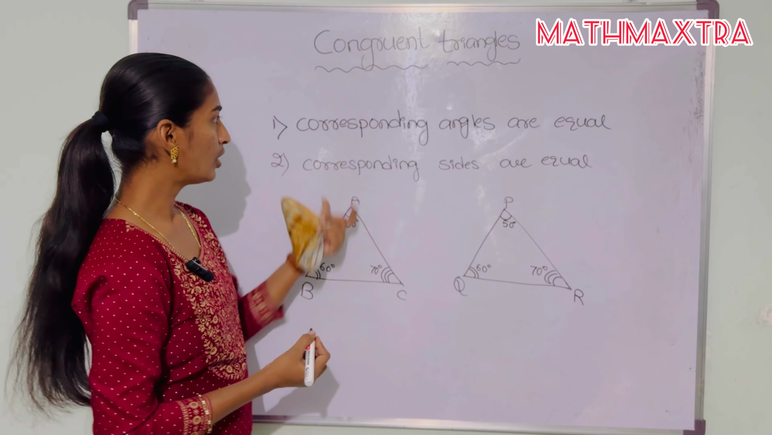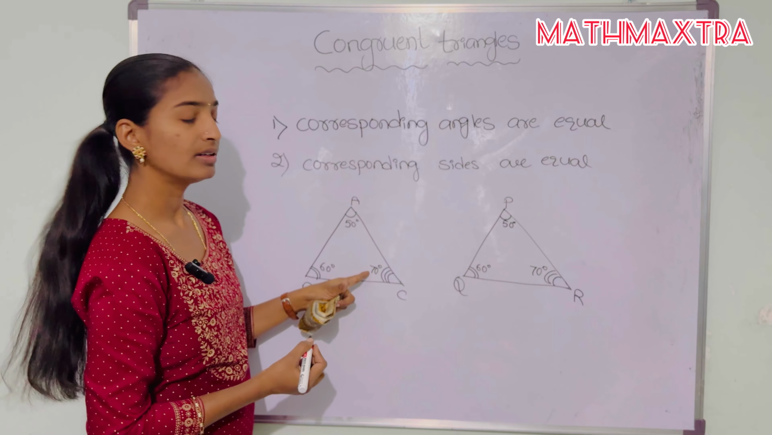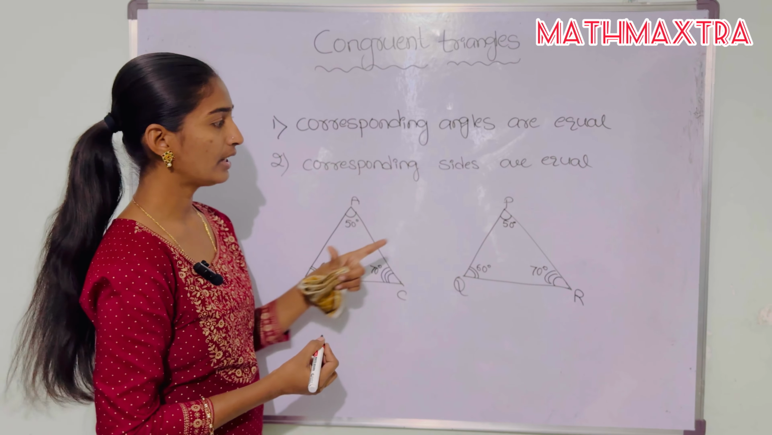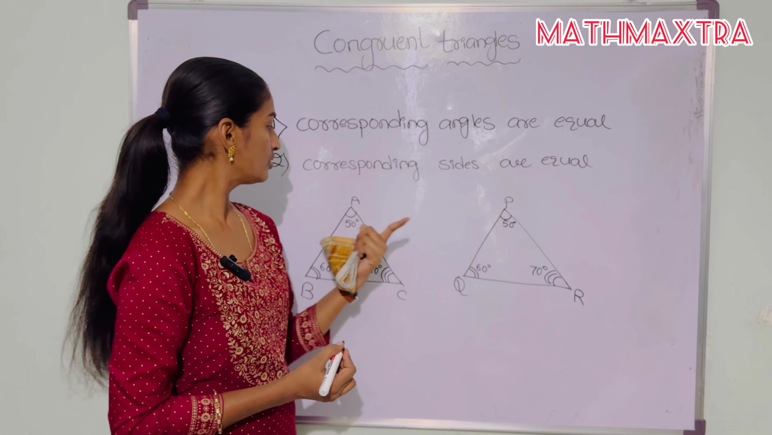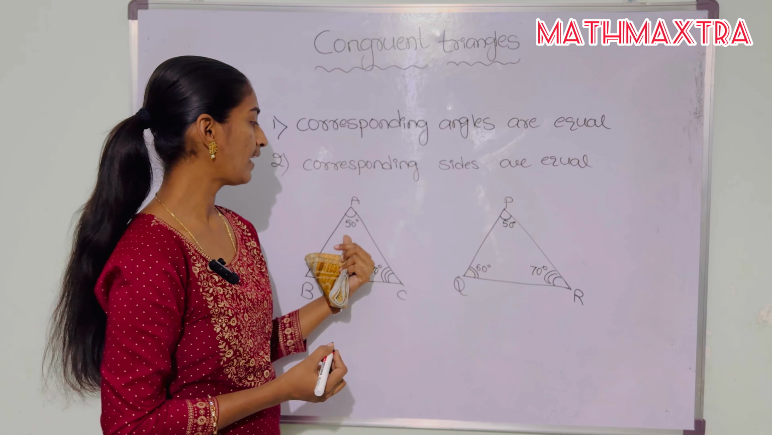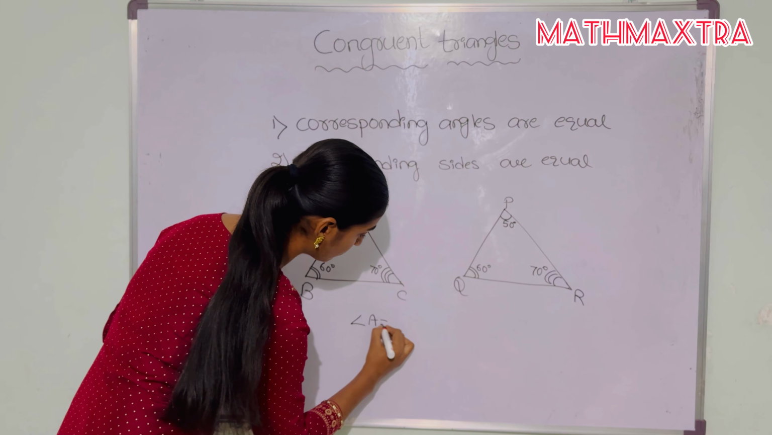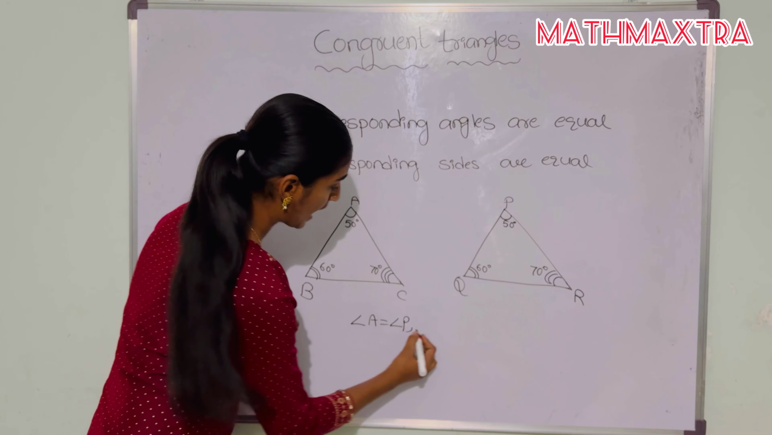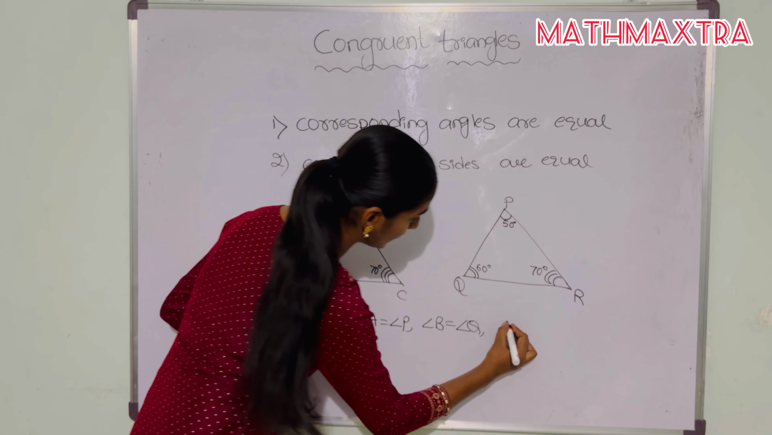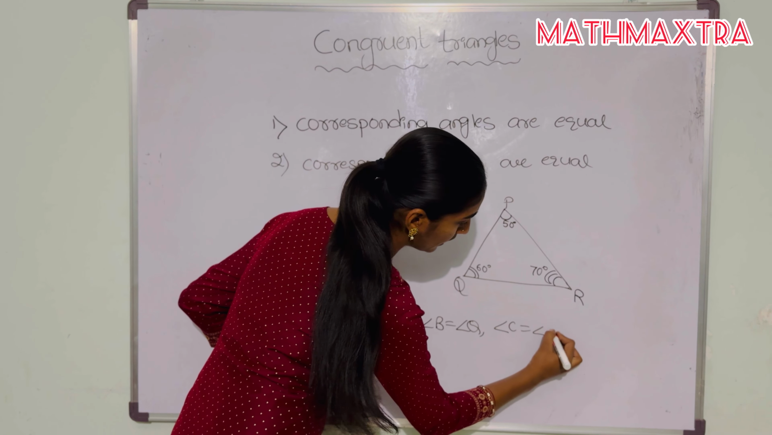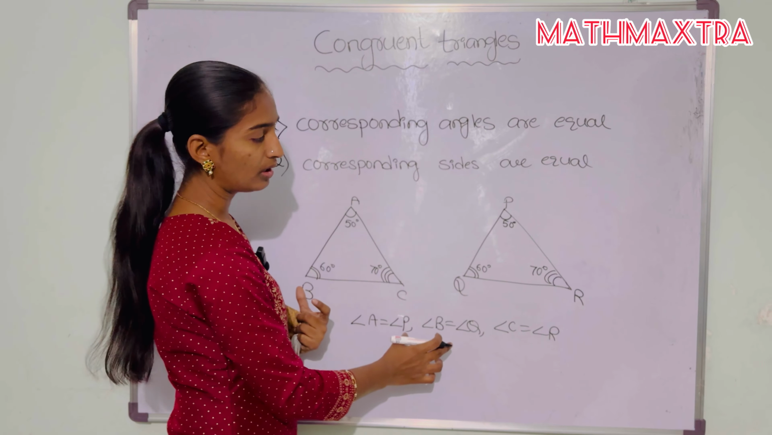So what do you mean by corresponding angles? The angles in the first triangle are equal to the respective angles in the second triangle. So angle A is equal to angle P, angle B is equal to angle Q, and angle C is equal to angle R. So these corresponding angles are equal.